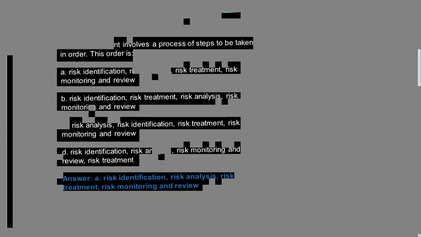First problem: risk management involves a process of steps to be taken in order. Which order is the right one? Is it risk identification, risk analysis, risk treatment, risk monitoring and review? Which one do you think, guys, is the right one? The answer is on the bottom. As you see, risk identification first, and then risk analysis, risk treatment, and risk monitoring and review. This is the right order.